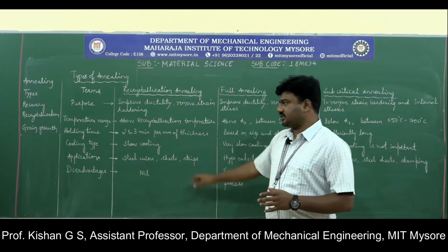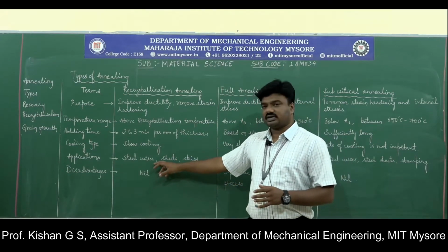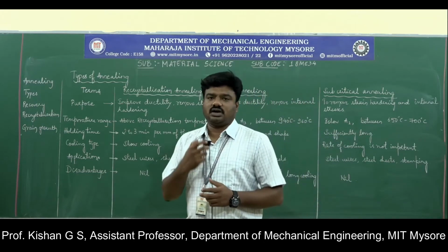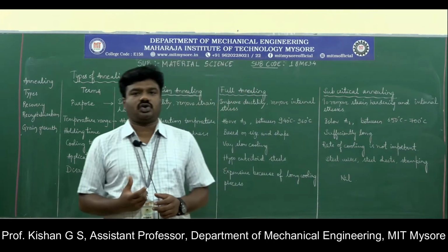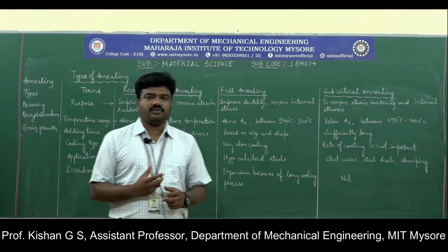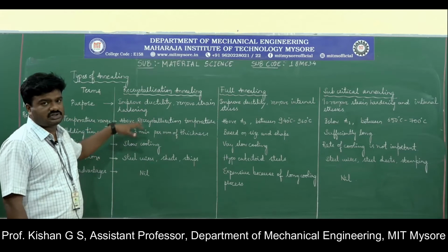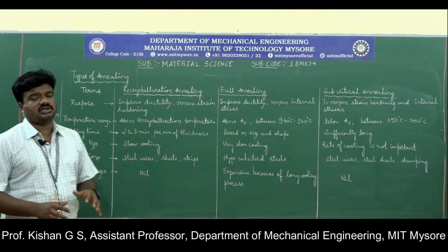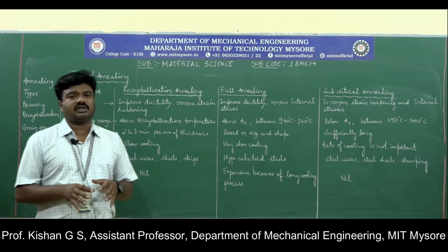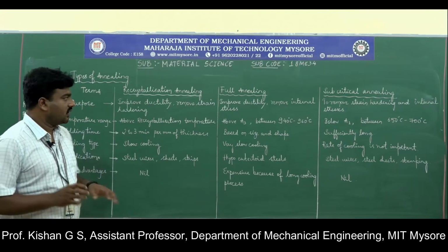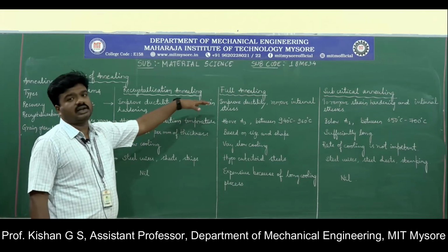The basic applications are in steel wires, sheets and strips. So it is a very nominal application, wherein we account for steel in general. When it comes to disadvantages of recrystallization annealing, no major disadvantage has been identified because everything is under controlled atmospheric conditions. Okay, so next comes the full annealing process.